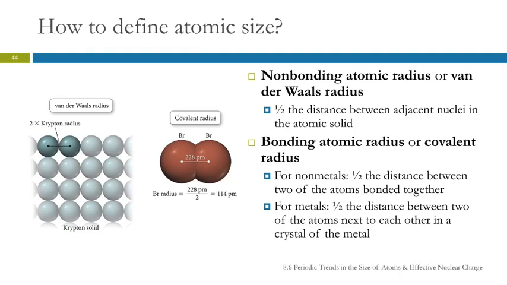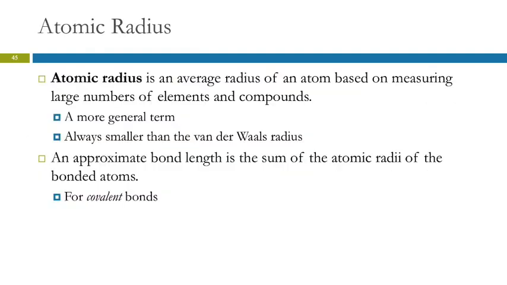So those are going to give us slightly different numbers. And there are situations where you care about exactly how it's measured. For our class, we don't need to care about it that much. So what we're going to refer to as atomic radius is the average radius of an atom based on measuring a lot of different elements and compounds. So doing the van der Waals radius, the covalent radius, and looking at it in different compounds and just kind of coming up with an average.